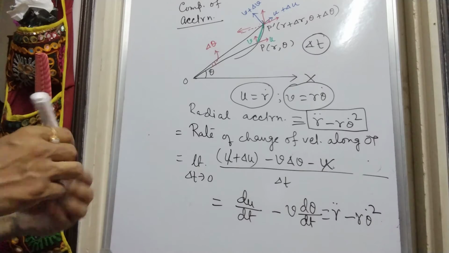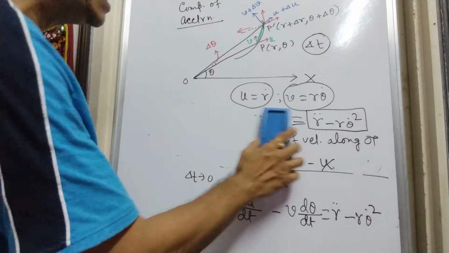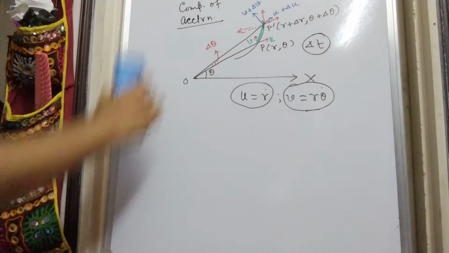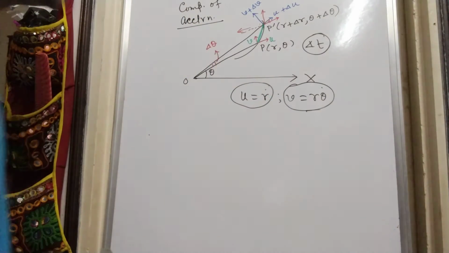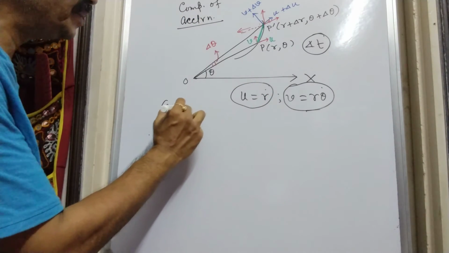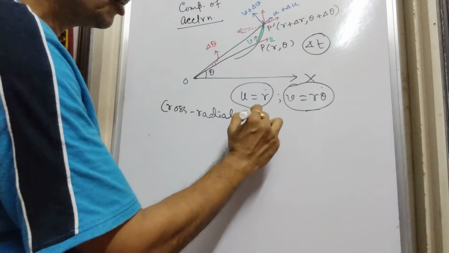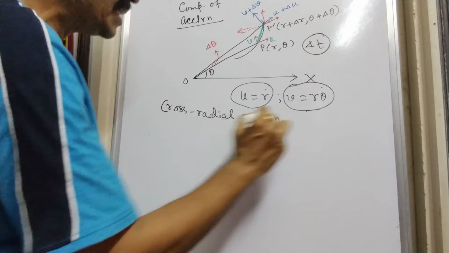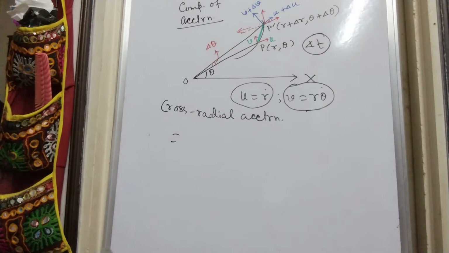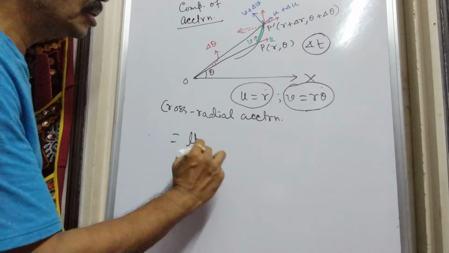Now we move on to find the cross radial acceleration. What will be the cross radial acceleration? With this figure, we can easily find out that cross radial acceleration will be the rate of change of velocity along the cross radial direction. Now what is the cross radial direction? The direction perpendicular to the radius. So cross radial acceleration will be the rate of change of velocity along this.